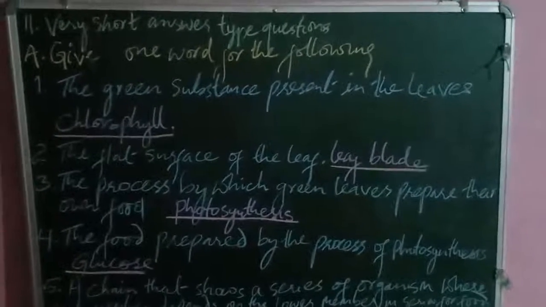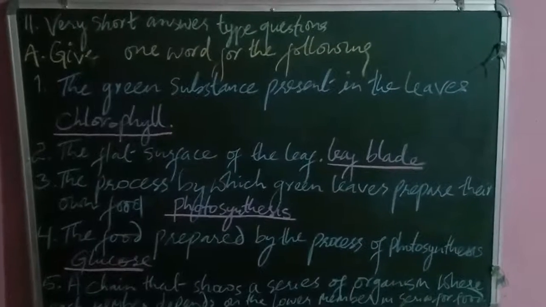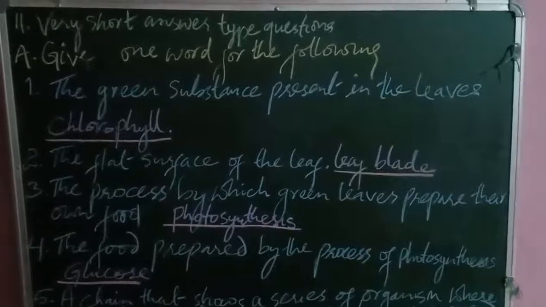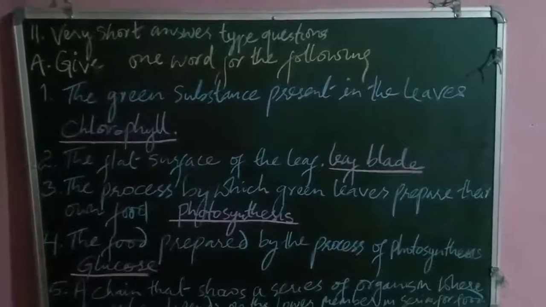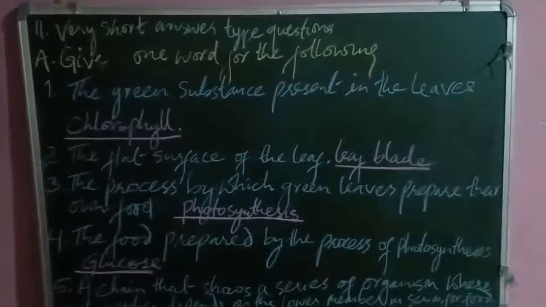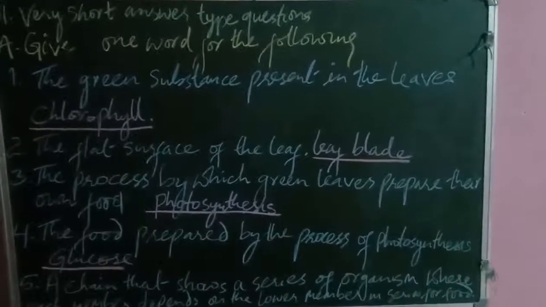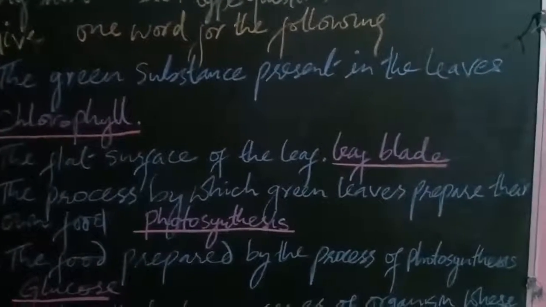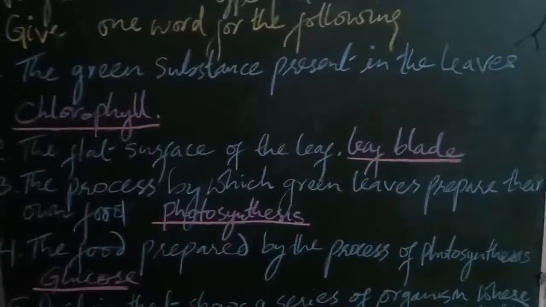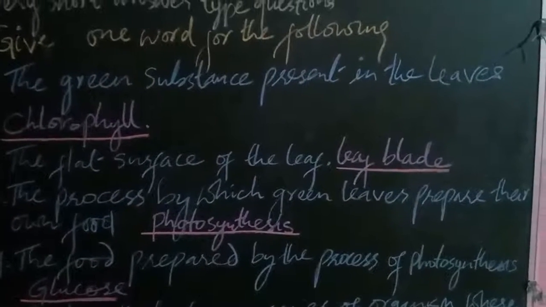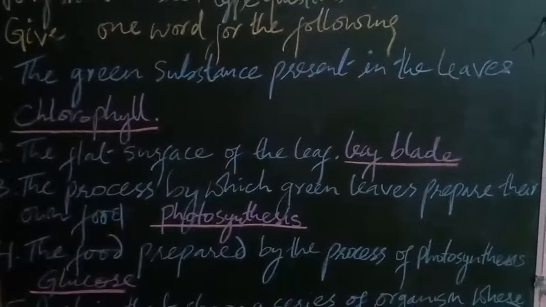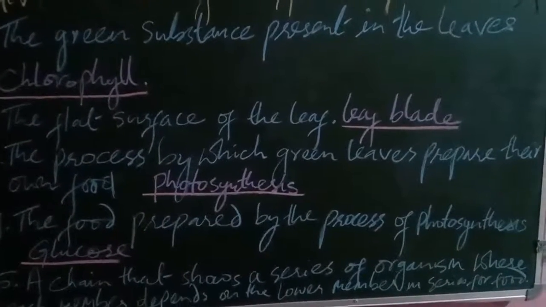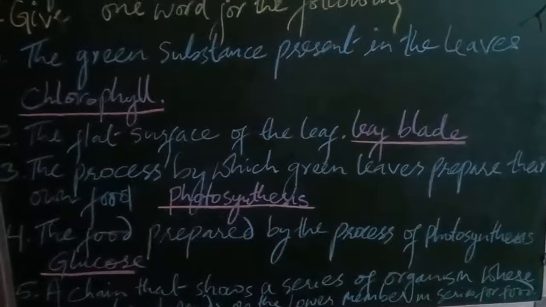So then we have very short answer type questions. Give one word for the following. So the first question is, the green substances present in the leaves. We have to write chlorophyll. Then the flat surface of the leaf is a leaf blade. Question 3. The process by which green leaves prepare their own food is called photosynthesis. And then question 4. Food prepared by the process of photosynthesis is glucose.